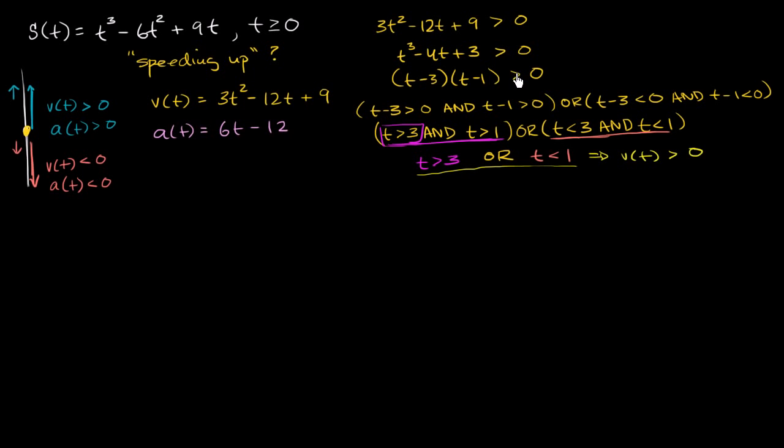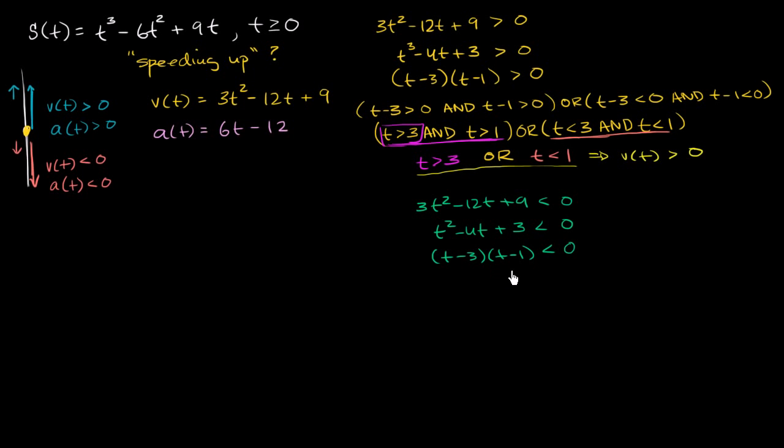Now, if we did it the other way around, if we had this as less than 0, then let me just work it through so that we don't get confused. When is our velocity going to be negative? So 3t squared minus 12t plus 9 is less than 0. Divide both sides by 3. t squared minus 4t plus 3 is less than 0. Factor it. t minus 3 times t minus 1 is less than 0.